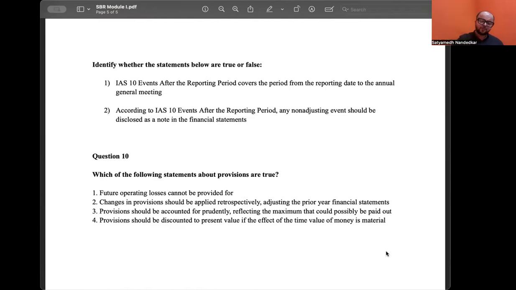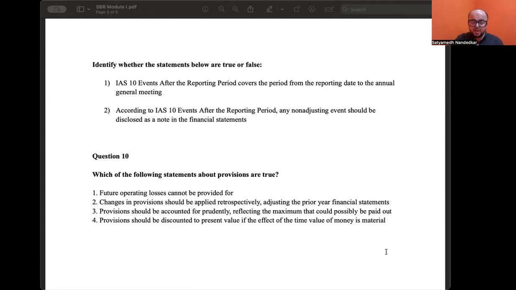And the last one, which of the following statements are true? Future operating losses cannot be provided for. True, they have not yet occurred. Changes in provisions should be applied retrospectively, adjusting the prior year financial statements. Then the third one, provisions should be accounted for prudently, reflecting the maximum possible value that could be paid out. And provisions should be discounted to present value if the effect of the time value of money is material. Yes. Statement 4 is also correct. 1 is also correct, 4 is also correct.